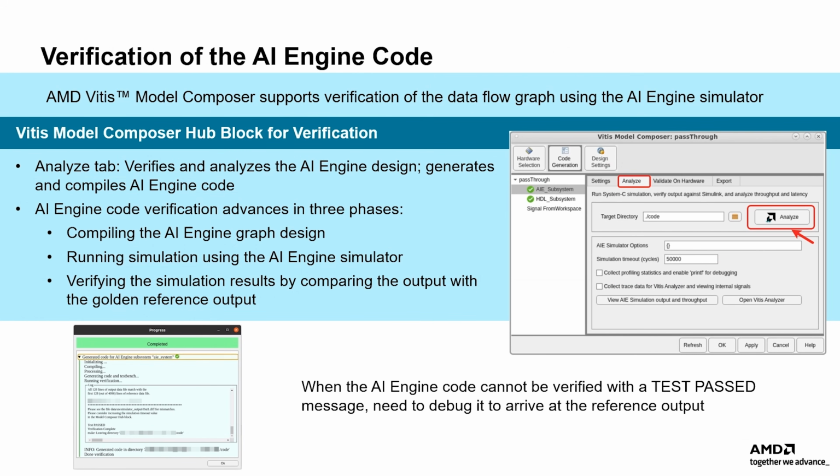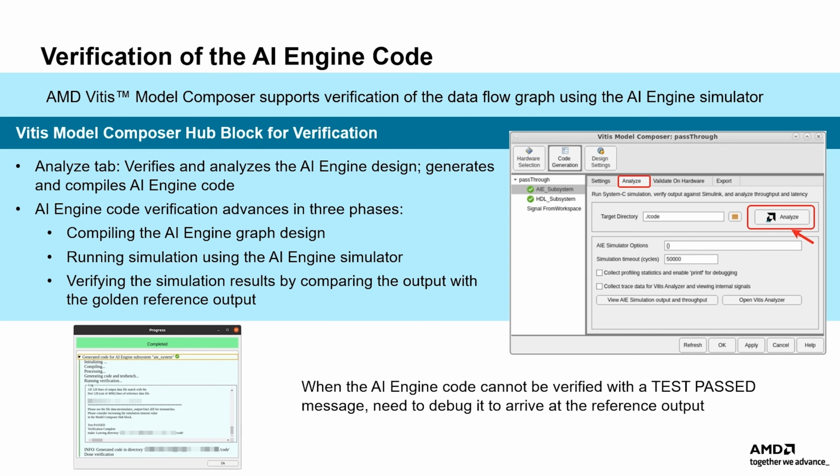The Versal Adaptive SoC AI Engine Simulator models the timing and resources of the AI engine array accurately when using transaction-level approximately timed SystemC models for the NOC, DDR, PL, and PS. This allows accurate performance analysis of the AI engine. Vitis Model Composer supports verification of the data flow graph using the AI engine simulator. To verify and analyze the AI engine design, use the Analyze tab of the Model Composer hub block.